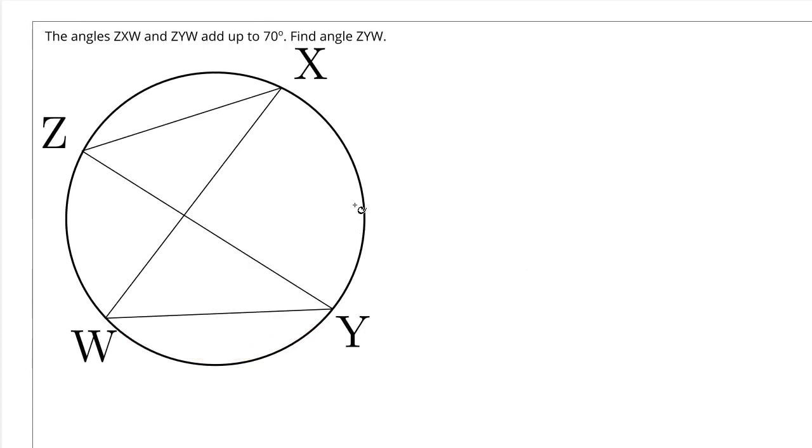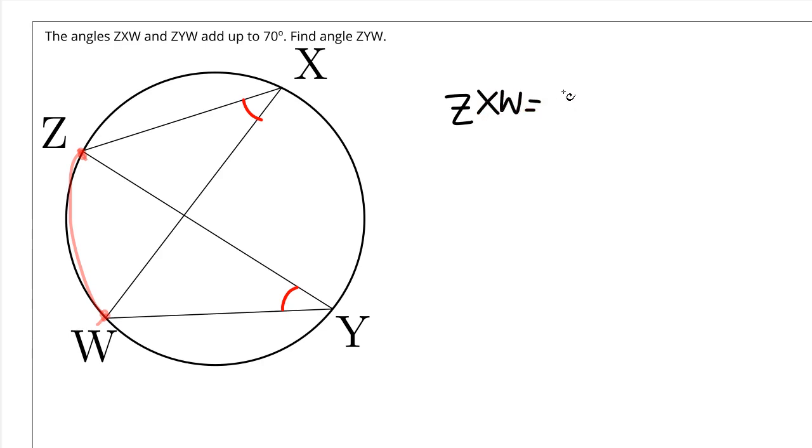And another similar question. The angles ZXW and ZYW add up to 70 degrees. Find the angle ZYW. Now, once again, the angles ZXW, this one, and ZYW, this one, they are drawn from the same arc of the circle here. They both start at Z and then end at W, which makes them equal.